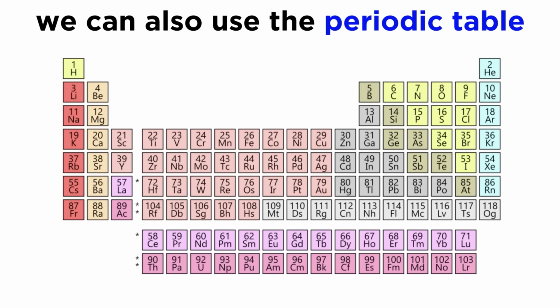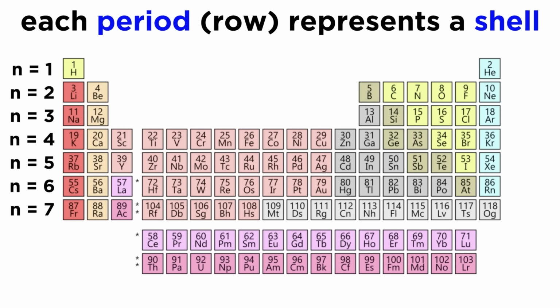A convenient way to follow the Aufbau principle is to simply know what sections on the periodic table correspond to which subshells. Looking at the periodic table now, we must understand that each period, or row, on the table represents a shell, or a particular n value. The first row is n equals 1, then n equals 2, and so forth.